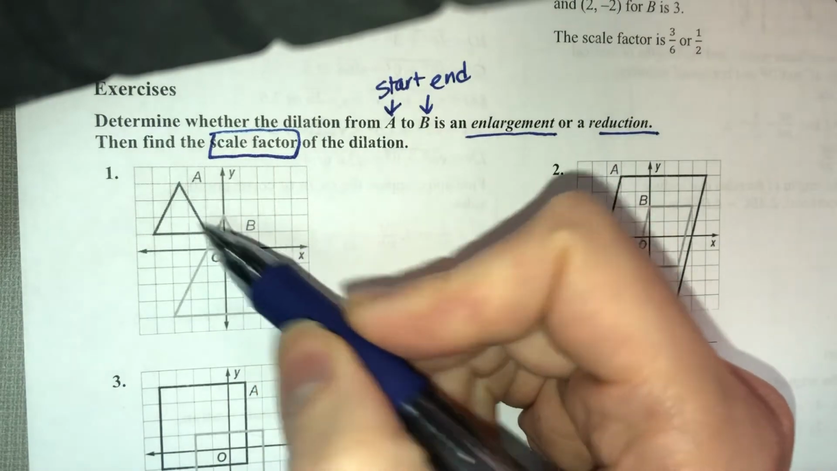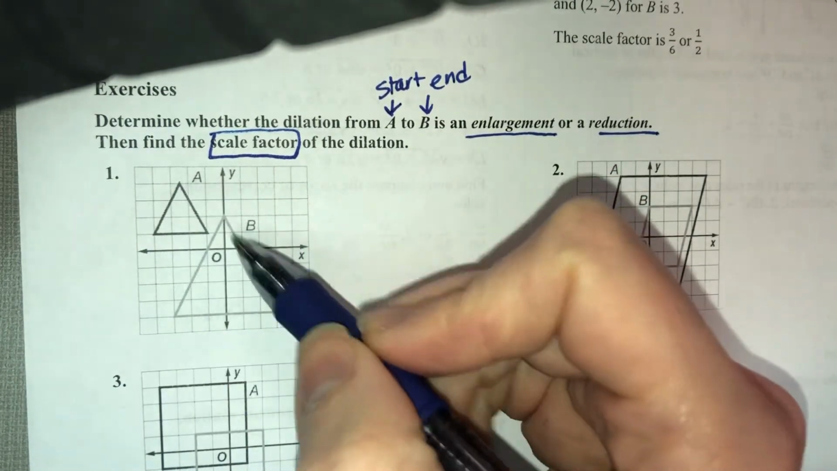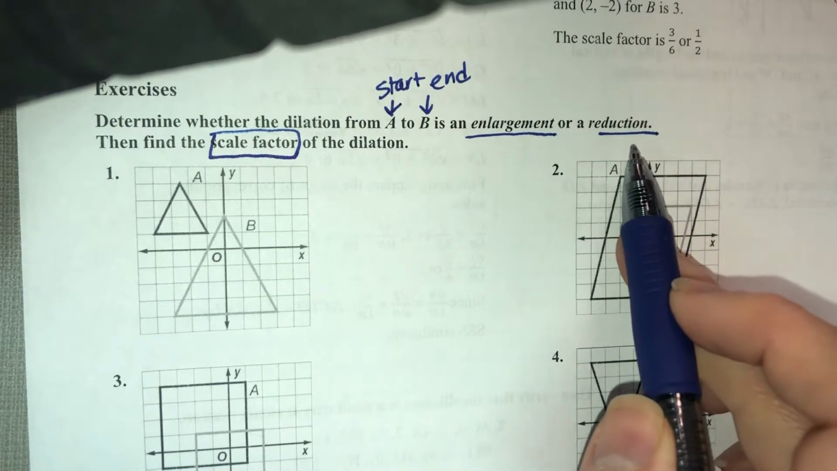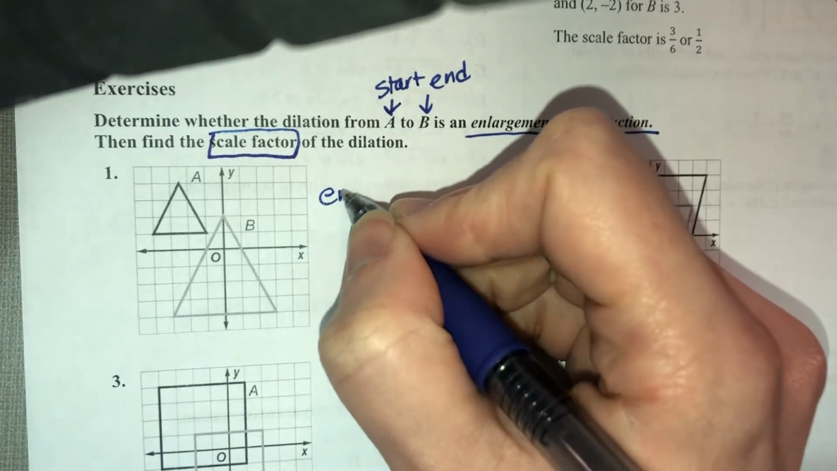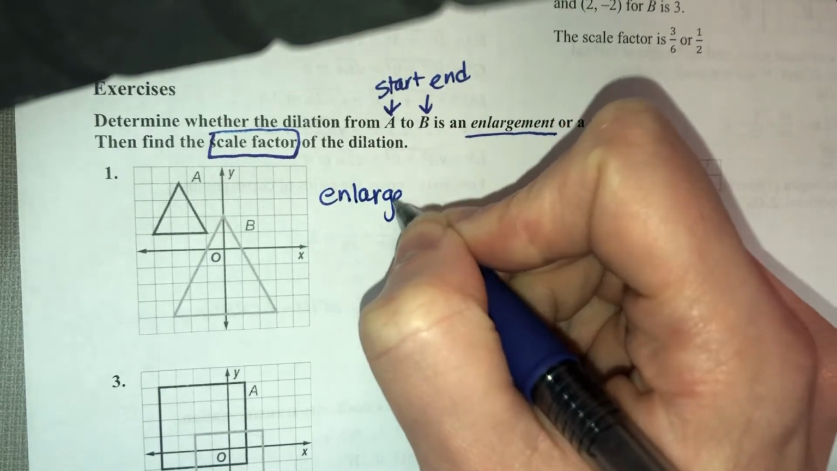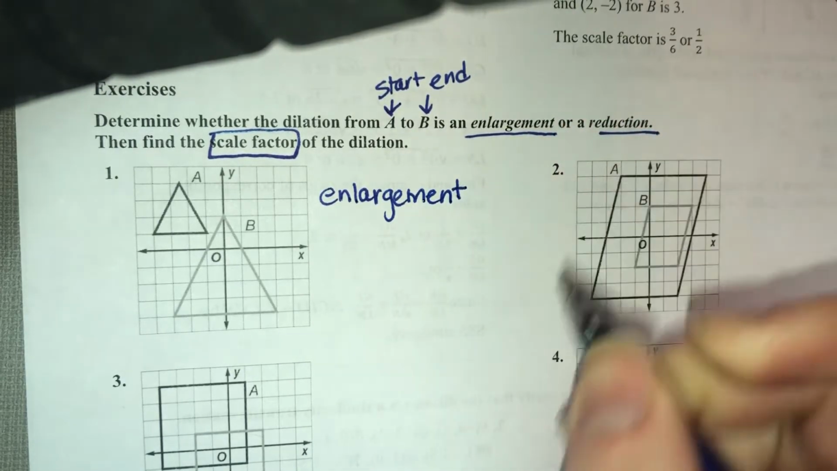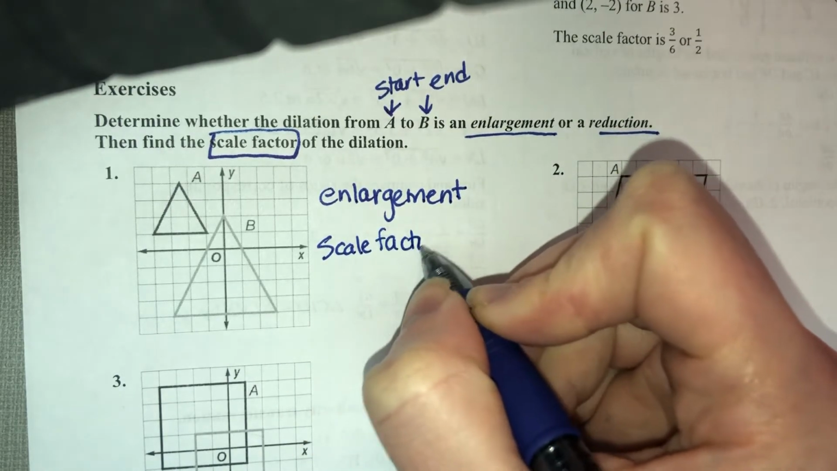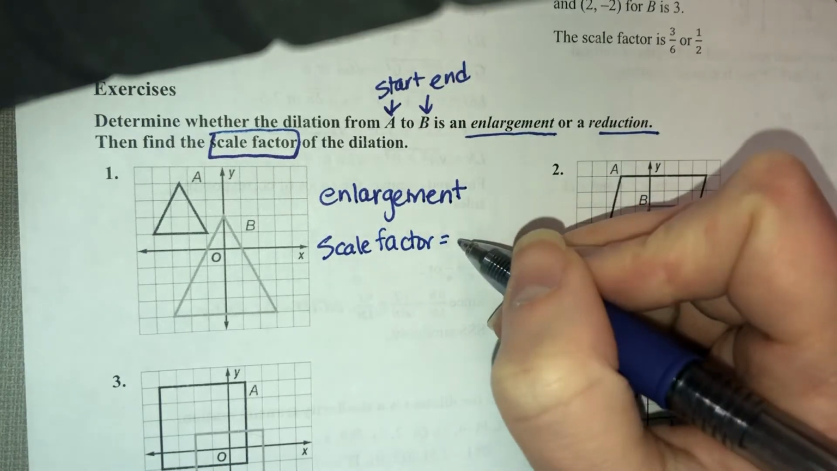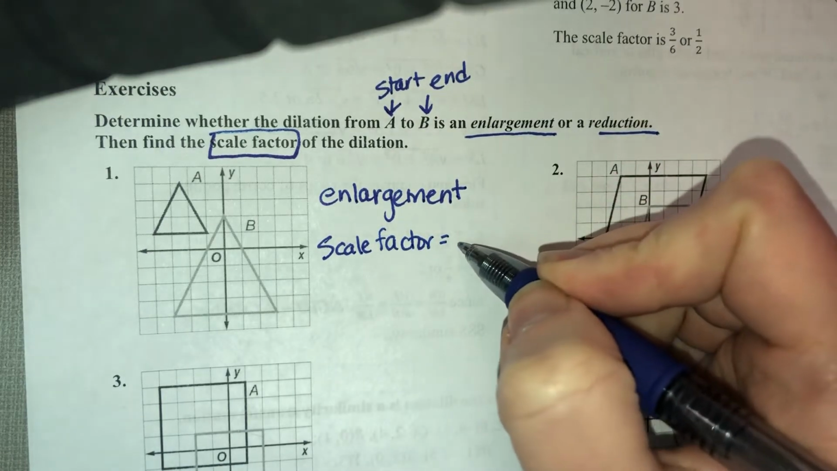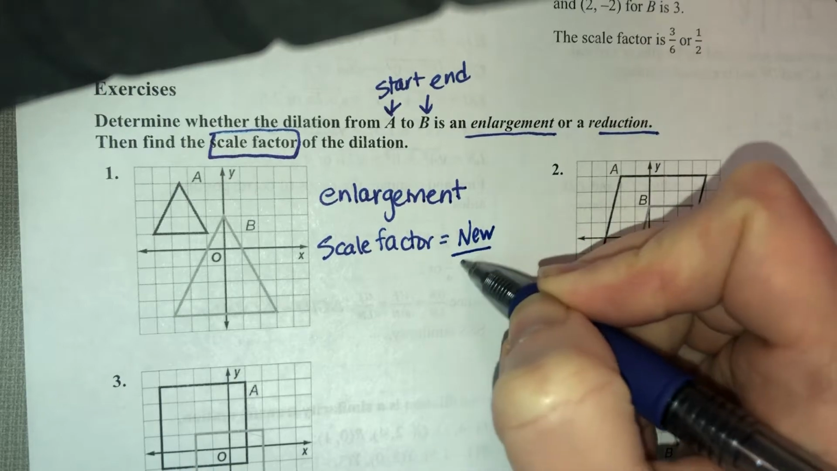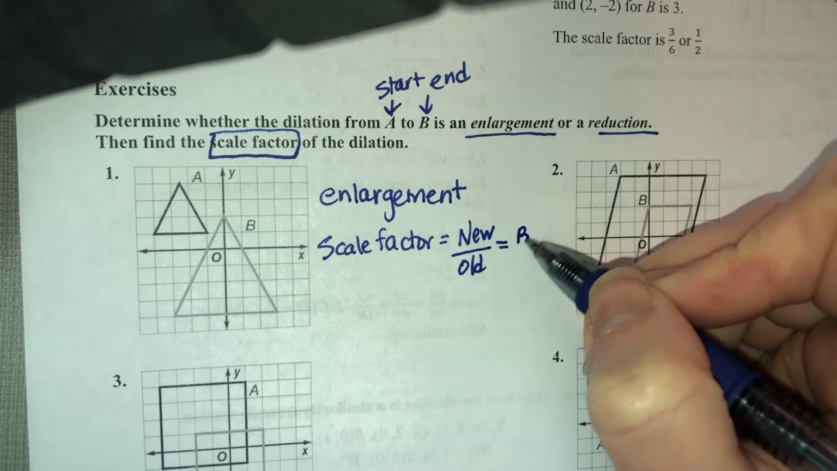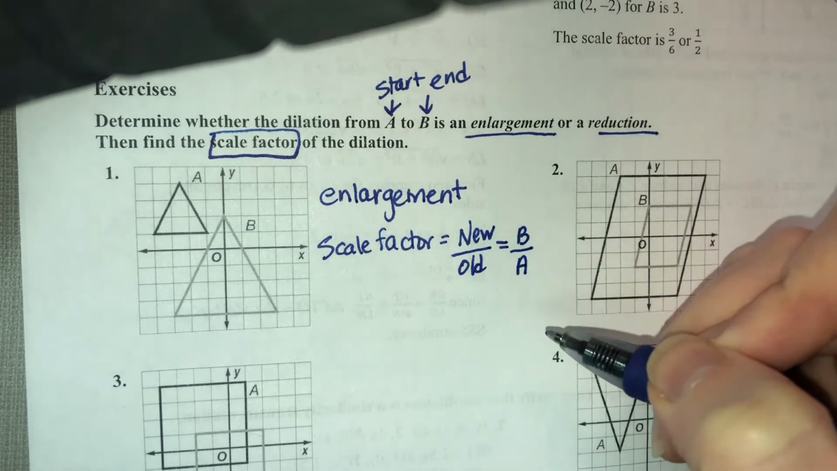So look at number 1. A is the start, B is the end. Did the triangle become enlarged, bigger, or reduced, smaller? This one is an enlargement. The triangle got bigger. To find the scale factor, we're going to find matching sides on the little and the big, and we're going to take the new shape and divide it by the old shape. So in this case, it's going to be like the B shape divided by the A shape.